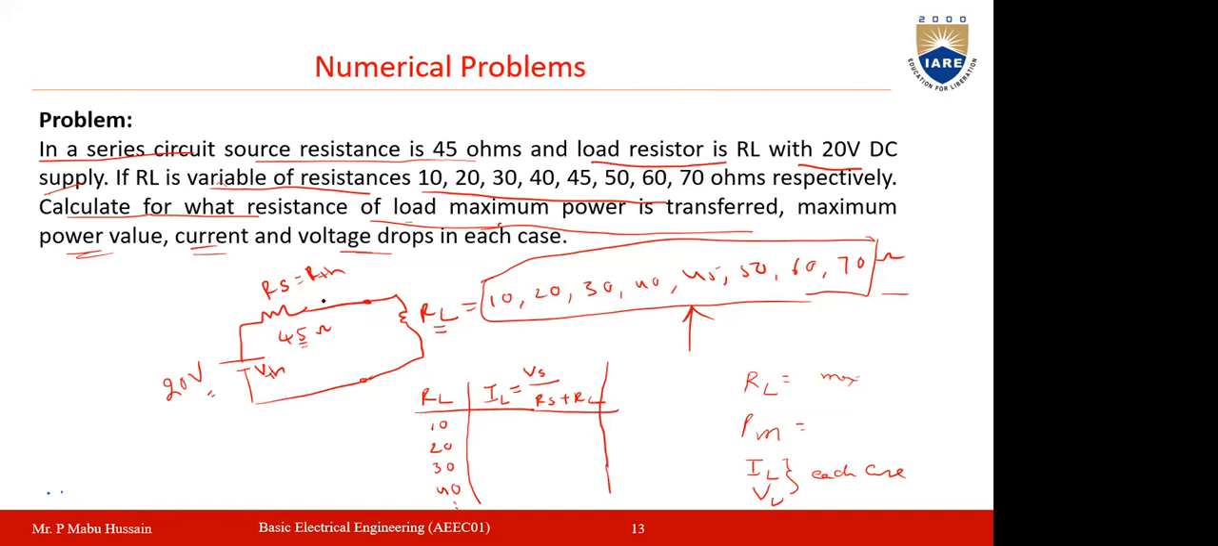So load current is nothing but current coming from the source. The current coming from the source IS and the current flowing through the load IL, both are the same. So IS will be equal to IL, which will be equal to 20 by the series combination of these two resistances. And this RS value is always 45 ohms, and the RL value is changing here. For each value of RL, you find out the IL.